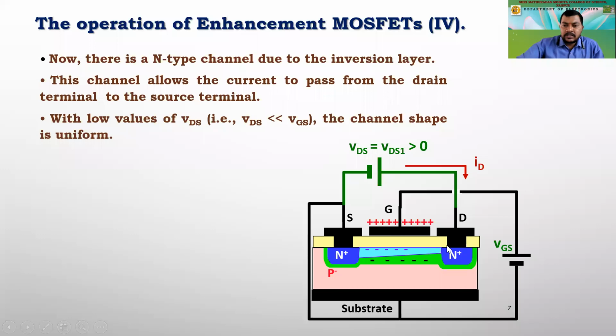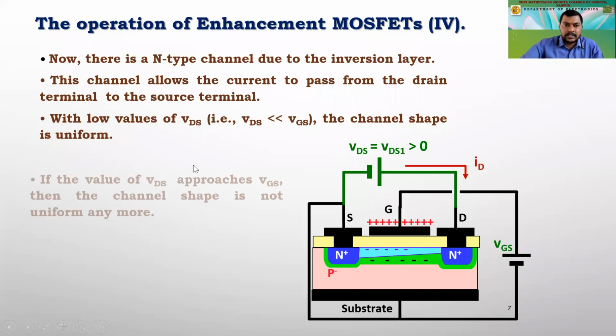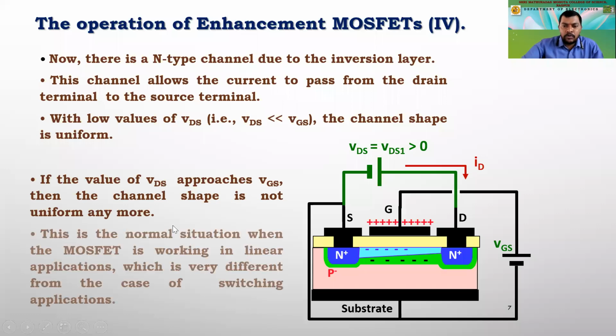So what happens? There is a non-uniform charge layer over there, and this is not in our syllabus. As you say, if we give this, automatically the current will start flowing. This is only the basic concept of that. So if the value of VDS approaches VGS, then the channel shape is not uniform anymore.